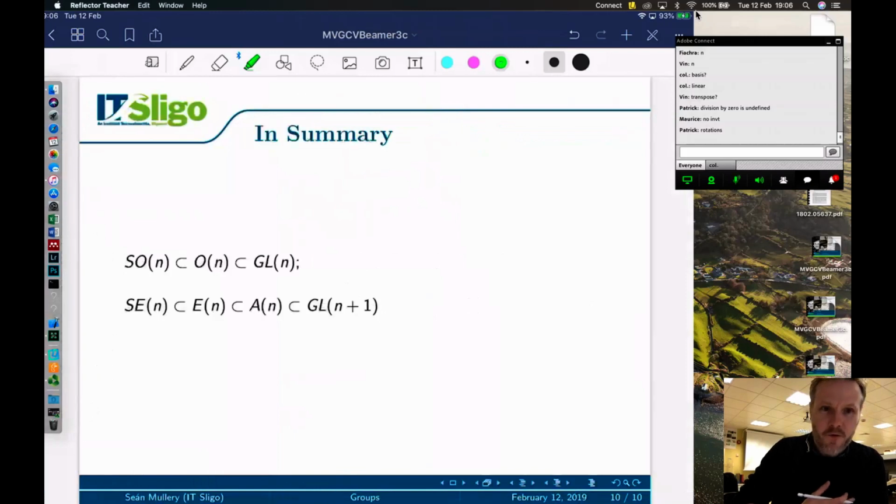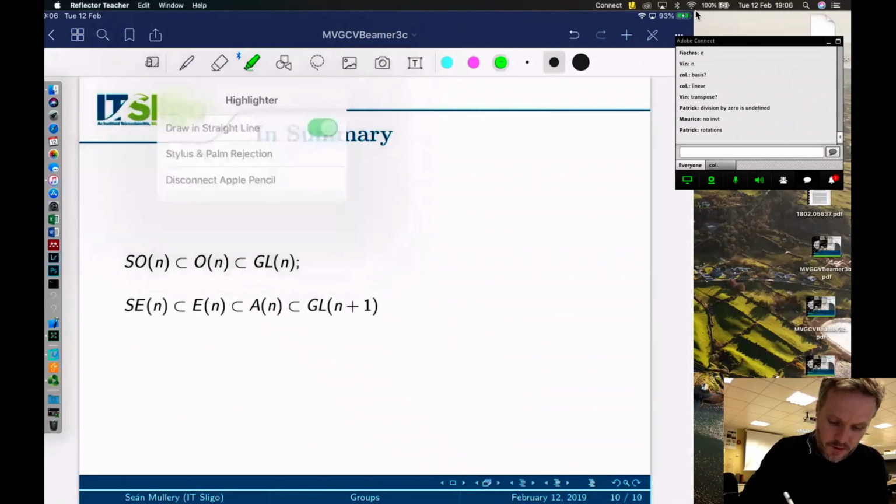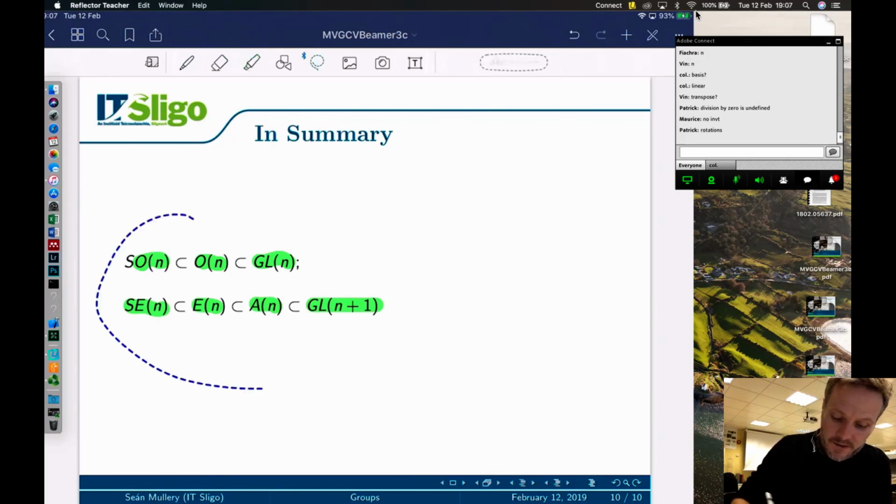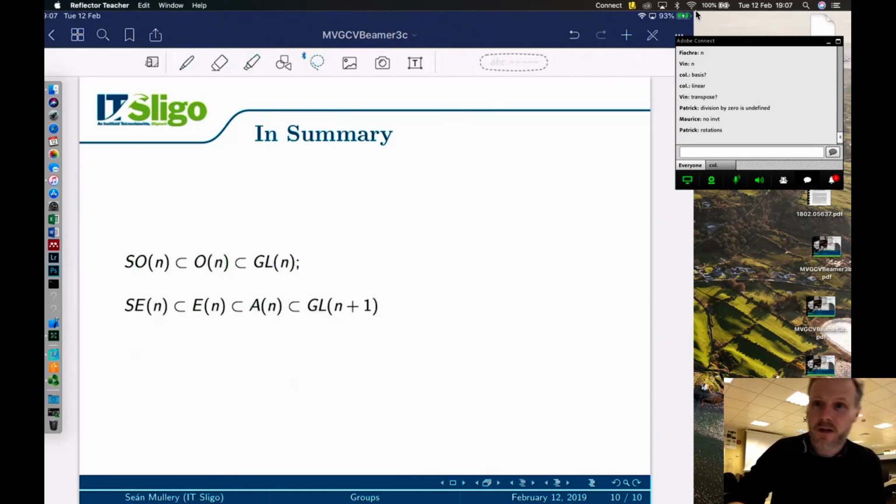So how do these all fit in each other? Well, the special orthogonal group is a subgroup of the orthogonal group, which is a subgroup of the general linear group. The special Euclidean group is a subset of the Euclidean group, which is a subset of the Affine group, which is a subset of the general linear group.